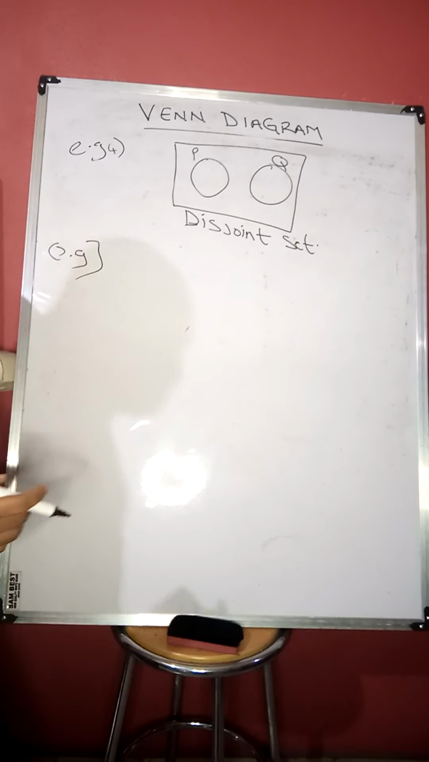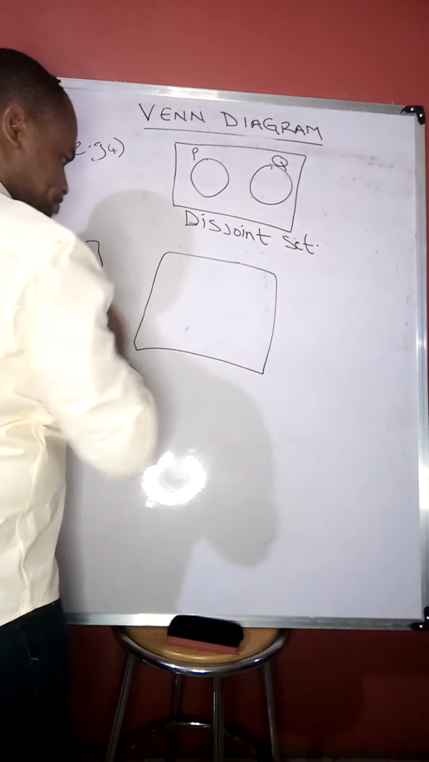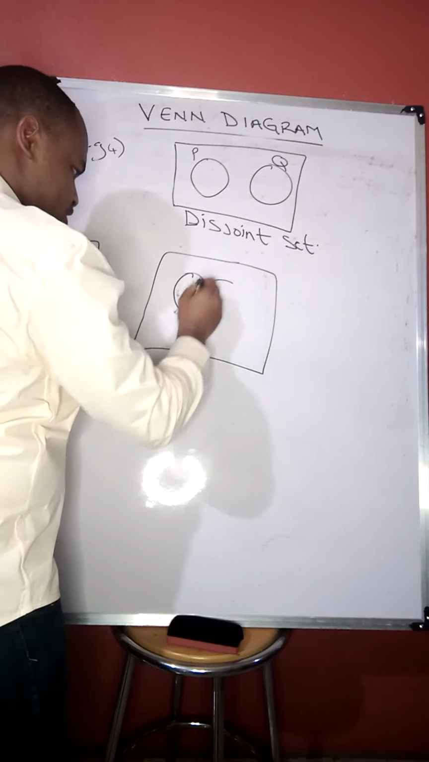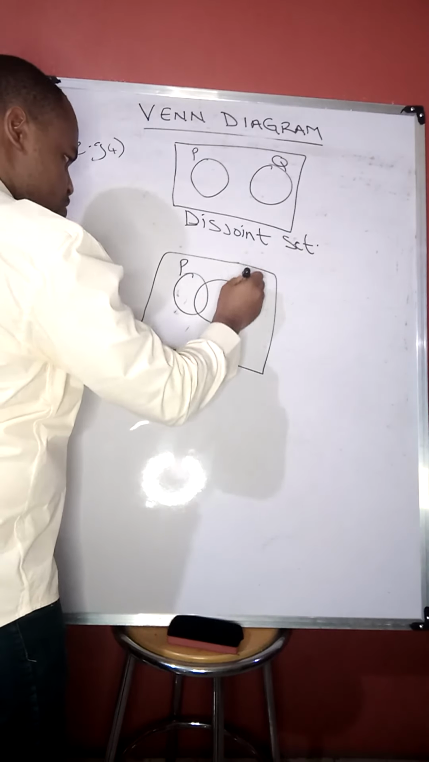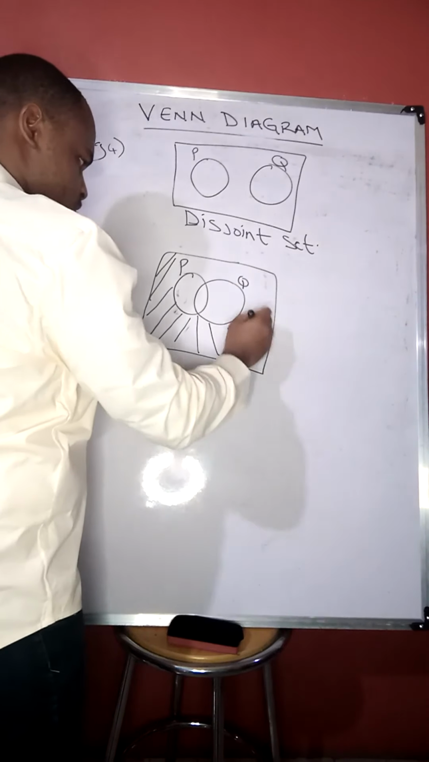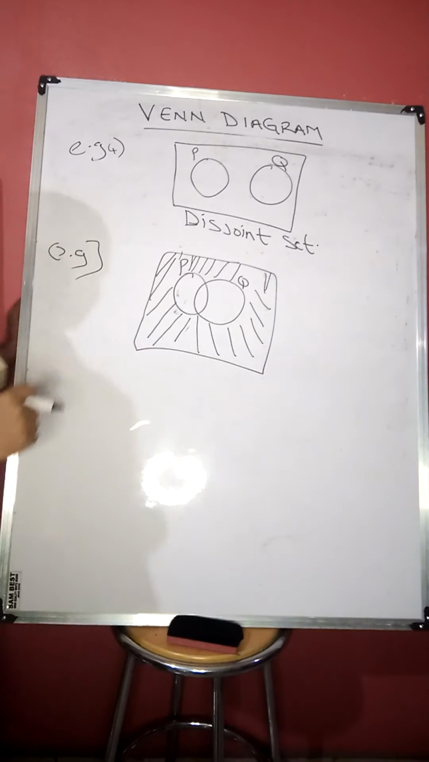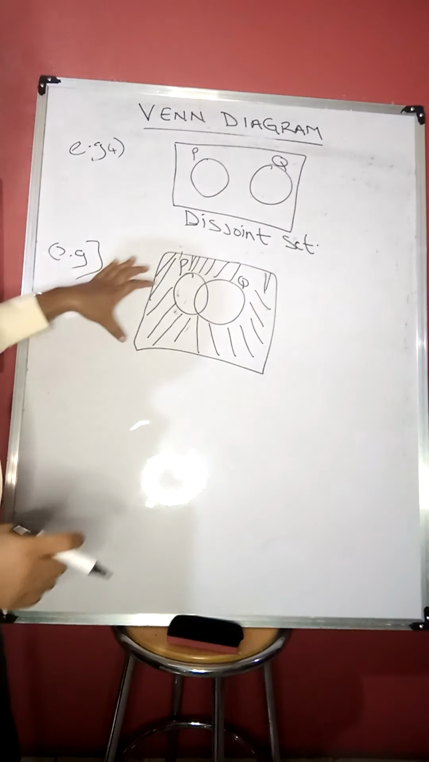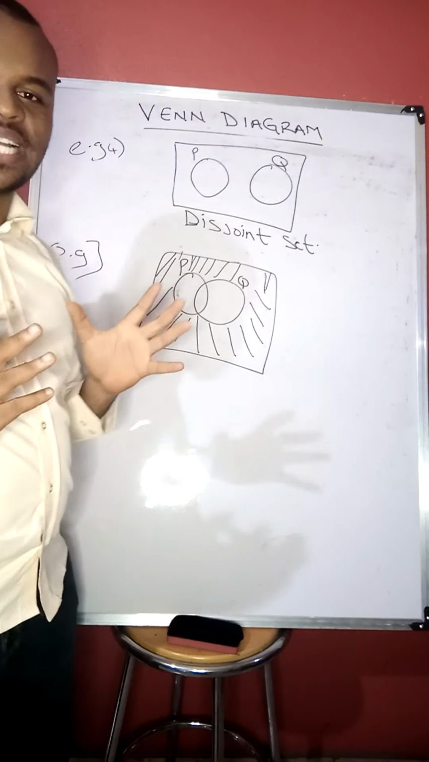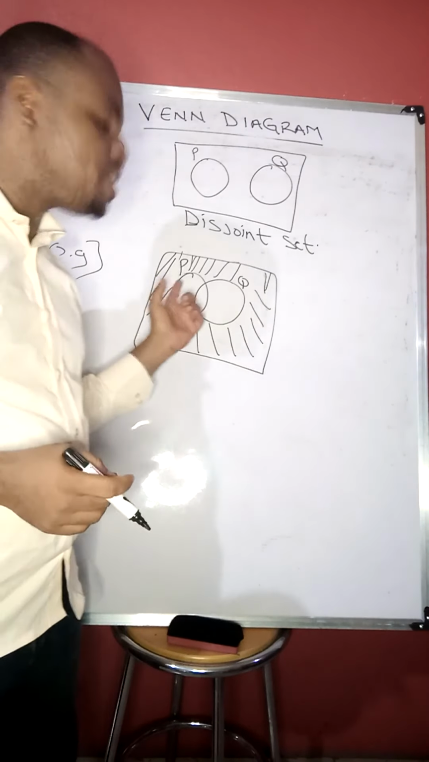Let's take another example. If I am given this to interpret, I have my Venn diagram. I have my set P and my set Q, but the shaded part is inside the Venn diagram. What does that tell me? Alright, now look at this example. The shaded part is inside the Venn diagram, but the 2 sets themselves, nothing is shaded. So what's that telling me? It's telling me that the elements that are shaded are actually not in set P and set Q.